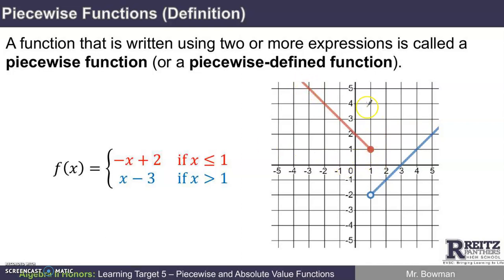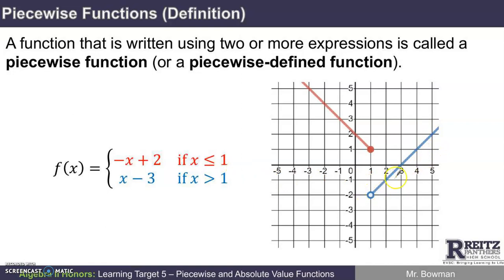For all the x's that are less than or equal to 1, including the point when x equals 1, the y values on the graph are the opposite of the input value plus 2. When x is 0, the opposite of 0 is 0, and 0 plus 2 is 2. When x is negative 2, for example, the opposite of negative 2 is 2, and 2 plus 2 is 4, and so forth. So this half of the graph right here is the half of the graph that goes with this part of the rule.